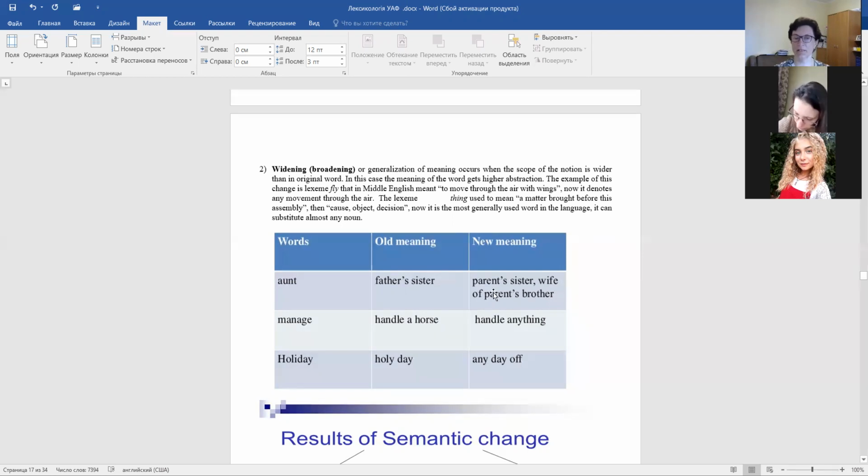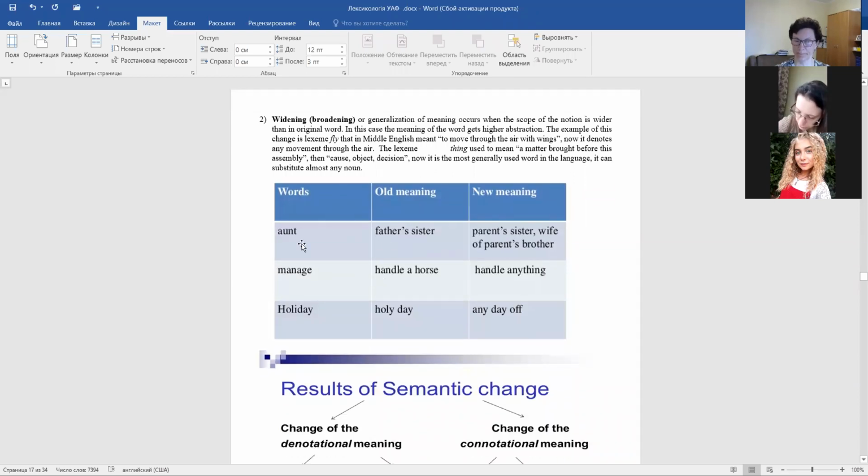Okay. Look at other examples. For example, the word aunt: old meaning father's sister, new meaning parent's sister, wife of parent's brother. Okay, in Ukrainian, we still have the words. We can say titka, which is parent's sister, wife of parent's brother, or we can say, as in Western Ukraine, vuina and strina, which greatly define who the person is, what is the relation. Next slide.